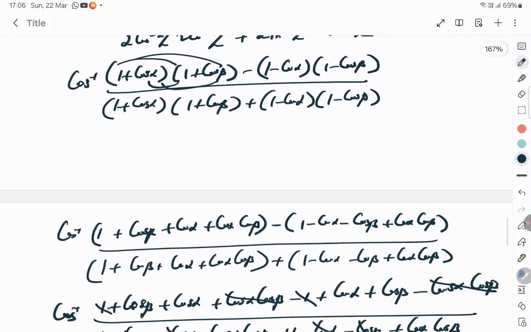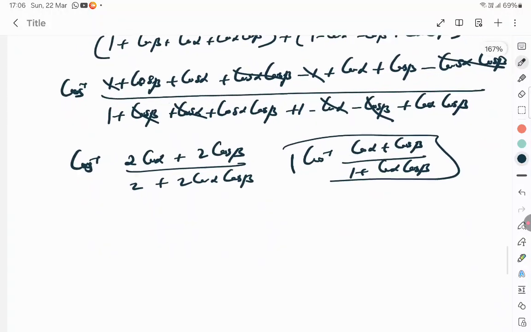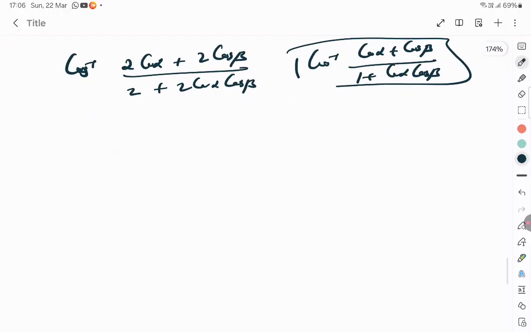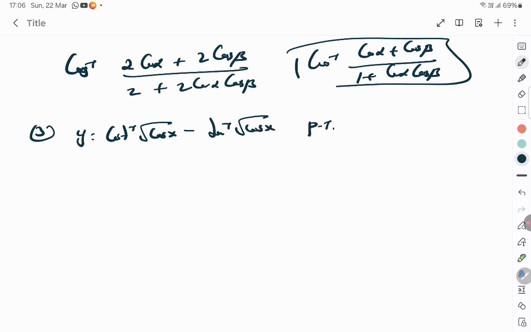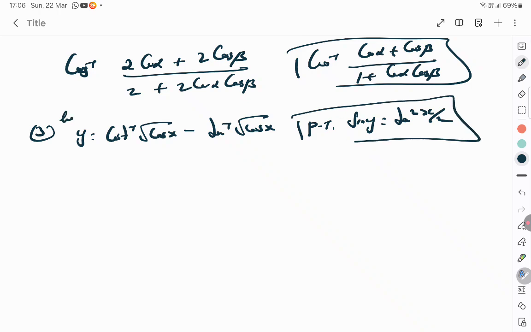Let's go to the next question. The next question is the third question, which is in the HOT sums. y is equal to cot inverse of root cos x minus tan inverse of root cos x. Prove that sin y is equal to tan square x by 2. The moment you see this, this is what you need to prove from what is given.